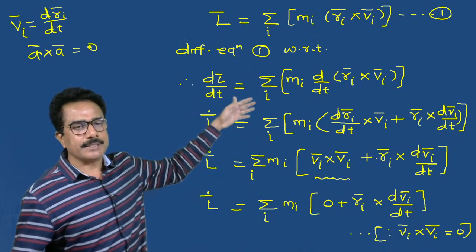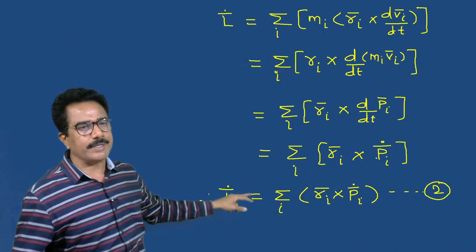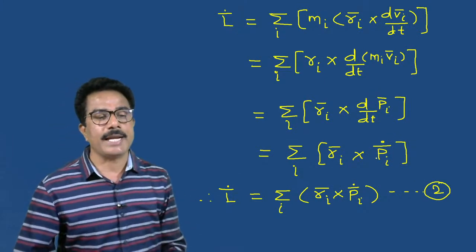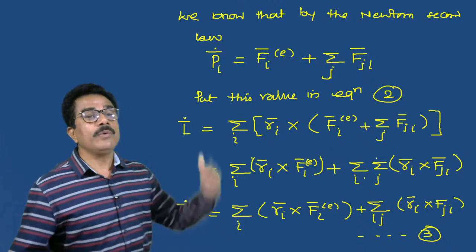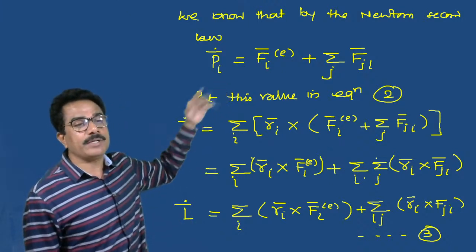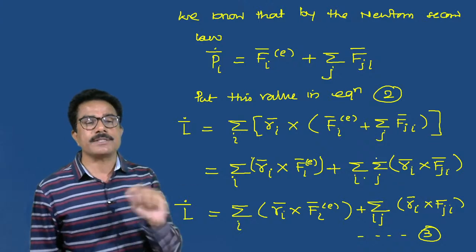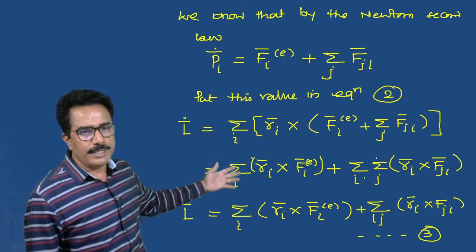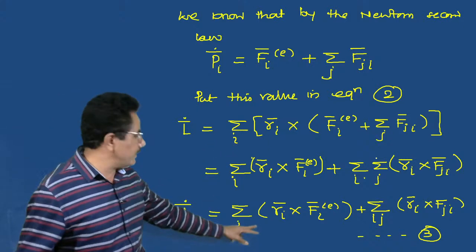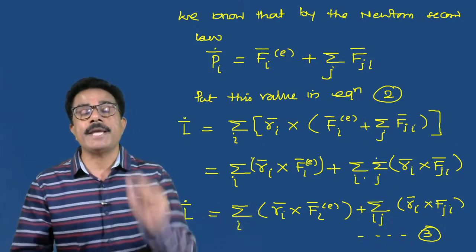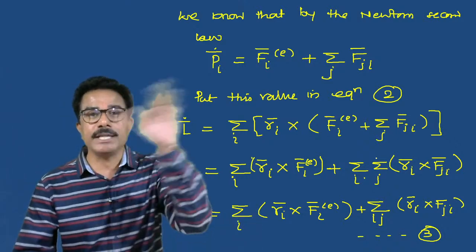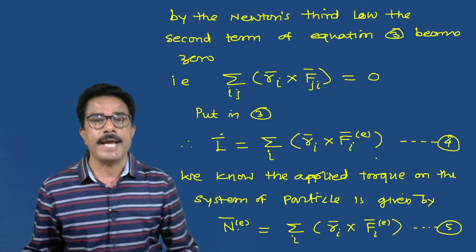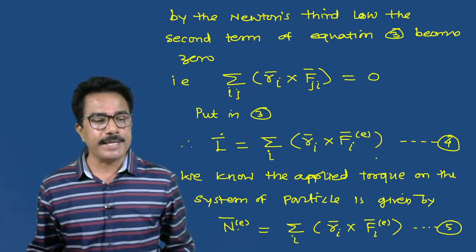L bar dot is equals to summation over i of ri cross pi dot. Now we know that by Newton's second law, pi bar dot is equals to fi bar external plus summation over j of fji. So put this value in this equation. In equation 3, the second factor goes to 0 by using Newton's third law, since the total internal force is 0. So we get the relation L bar dot is equals to summation over i of ri bar cross fi external.